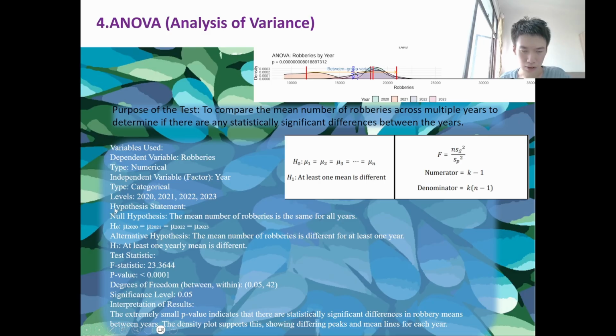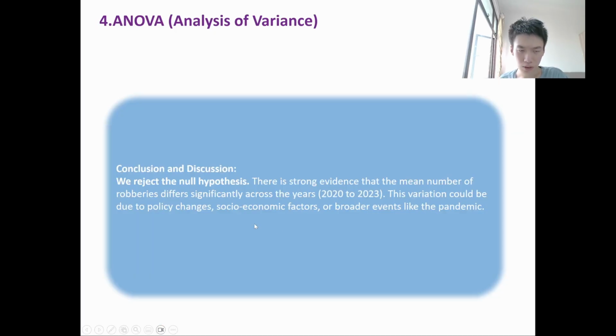So we got the hypothesis statement, and after that we get the F value and the P value. As our significance level is 0.05, we compare the value to the F table, and after that we reject the null hypothesis. There is strong evidence that the mean numbers of robberies differ significantly across years. This variance could be due to policy changes.